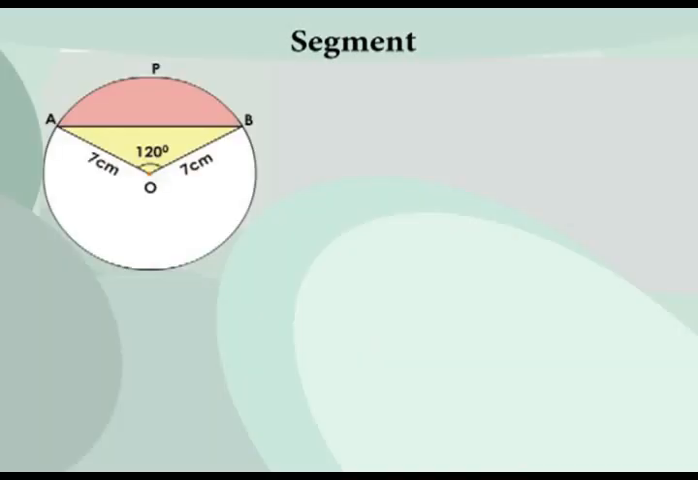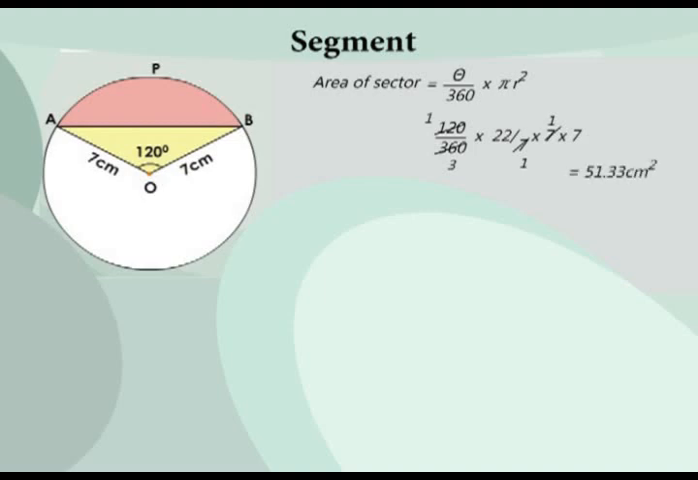For example, given the central angle as 120 degrees and a radius of 7 centimeters, we can find the area of the segment. First, we find the area of the sector. That is equal to theta over 360 pi r squared. This is equal to 120 over 360 times 22 over 7 times 7 times 7. 22 times 7 over 3 is equal to 51.33. So our area is equal to 51.33 square centimeters.